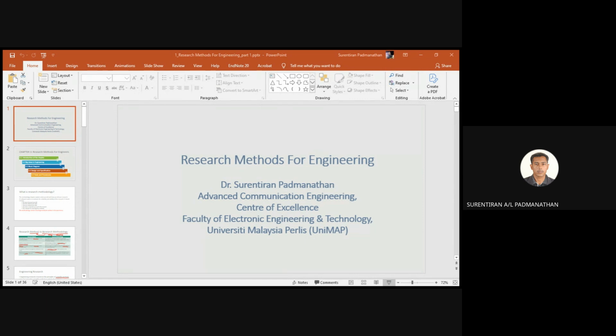So these are the topics that will be discussed today. Introduction, big ideas in engineering, block diagram, also design and specification, tools and procedures. Okay, so what is research methodology? The methodology chapter explains what you did and how you did your research.